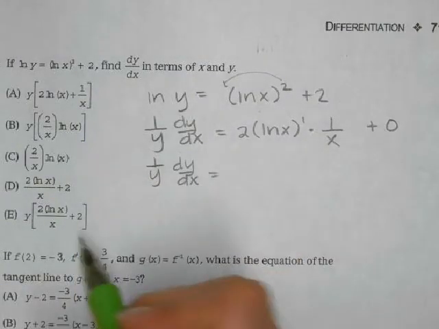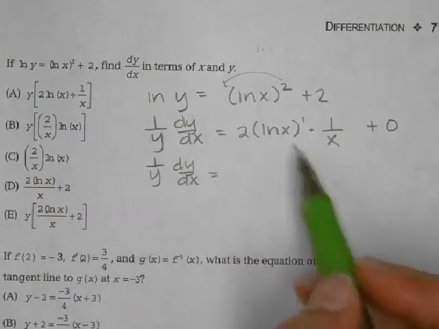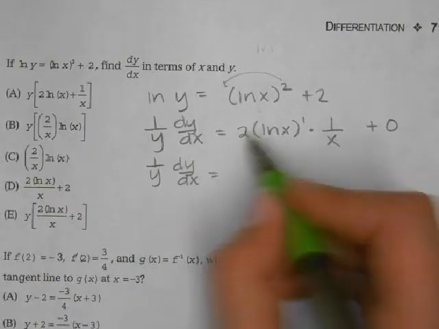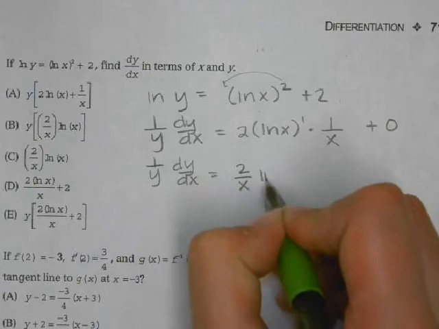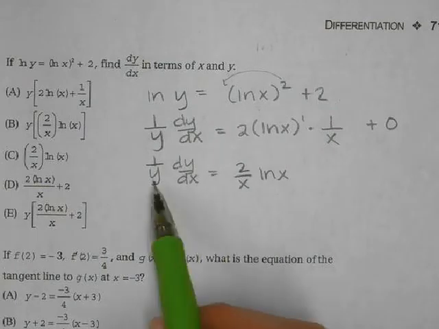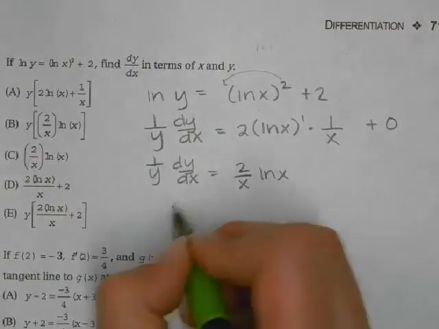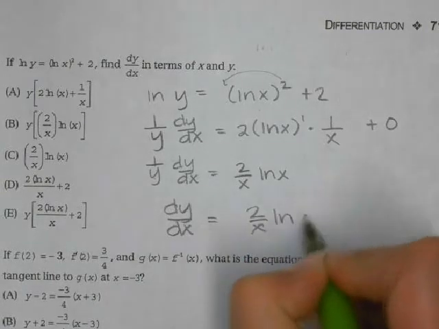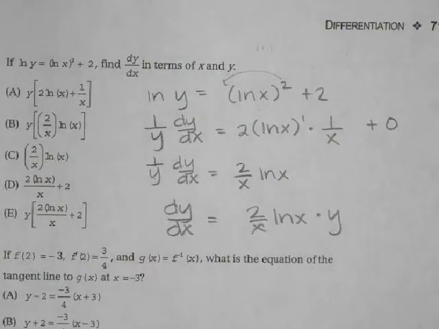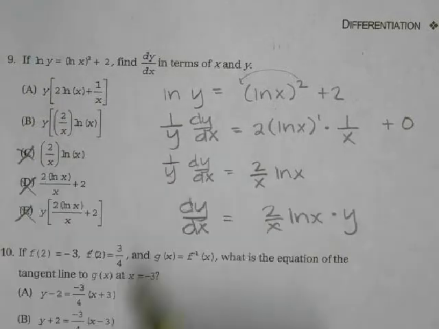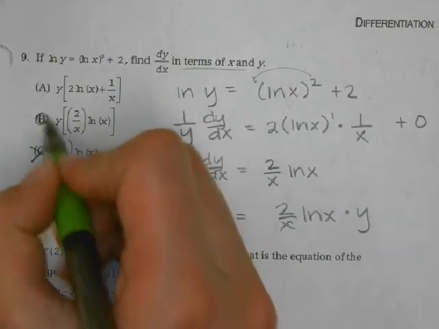So I've got 1 over y dy dx. I looked at the answer choices to see what form I should be leaving my answer in, and I saw that the 2 over x they kind of kept together, so I just went ahead and wrote 2 over x ln x, because I could see that was similar to what I was noticing here. And then we can just multiply this y to the other side to get dy dx alone. So I said 2 over x ln x, and I'm multiplying that by y. And then when I compared with my answer choices, I knew it wasn't any of these. I had to have a y in it because they said in terms of x and y. And then when I looked, it matched up with B.